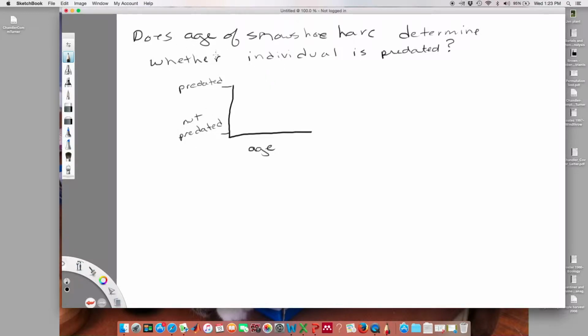Okay, so our age is our independent variable, and predation status, predated or not predated, is our dependent variable.